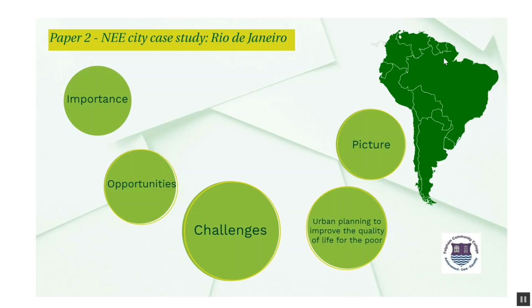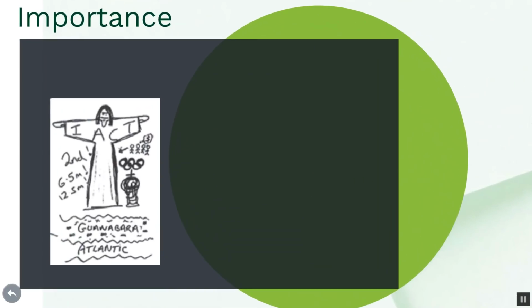This area, as you should know, is Brazil. Rio de Janeiro is about here. Sao Paulo is just about here. Rio de Janeiro is the second largest city in Brazil. And on this side you've got the Atlantic Ocean. This side, of course, you've got the Pacific. So let's go straight in to the first part, the importance.